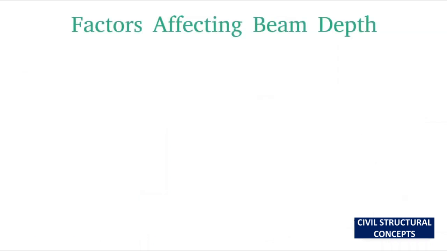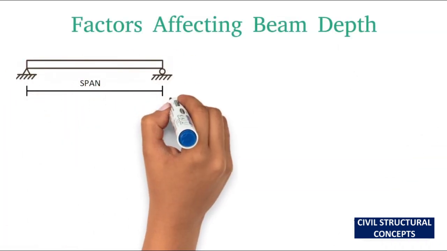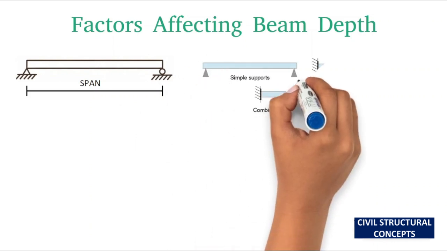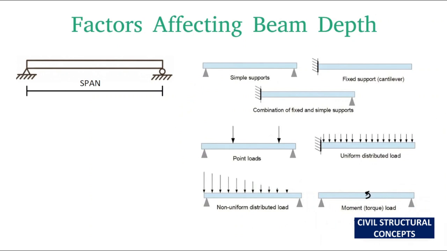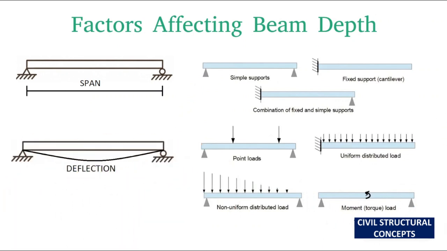The depth of a beam mainly depends on the span of the beam, the type of support condition, the loading acting on the beam, and deflection control requirements. As the span of the beam increases, bending moment and deflection also increase, which means longer spans require deeper beams.